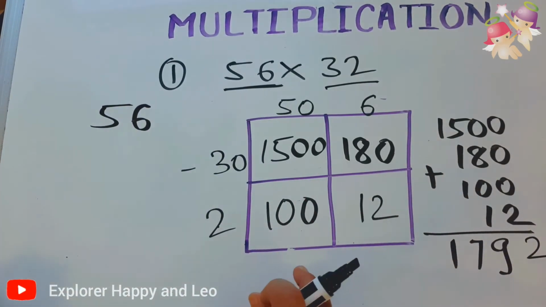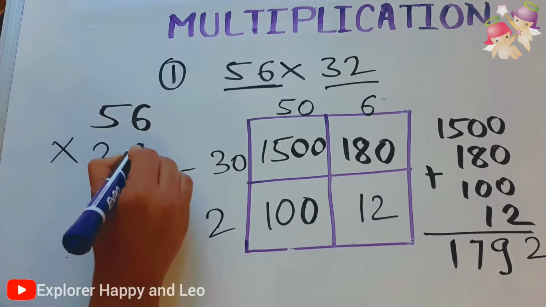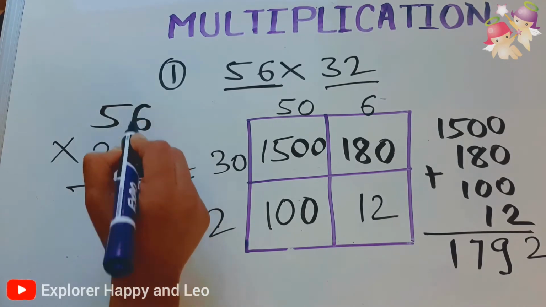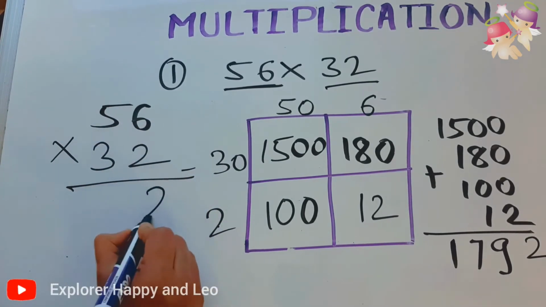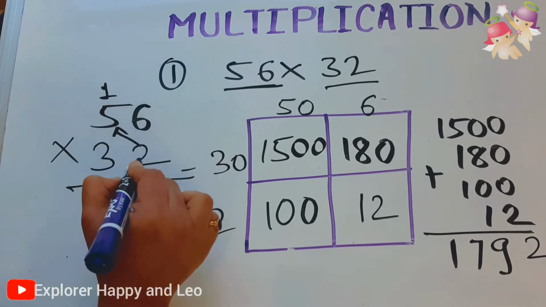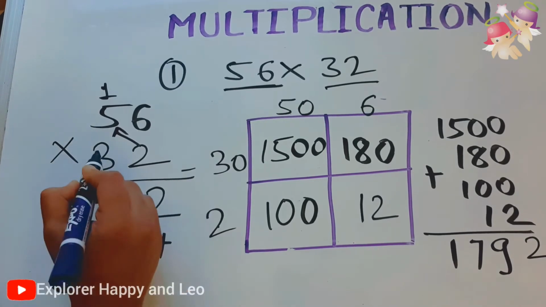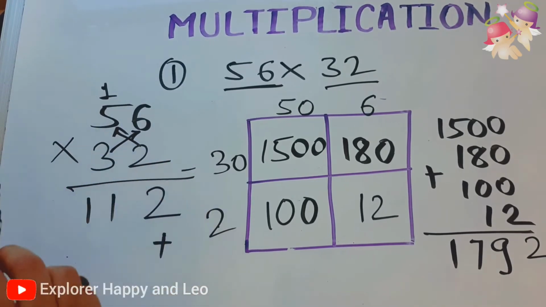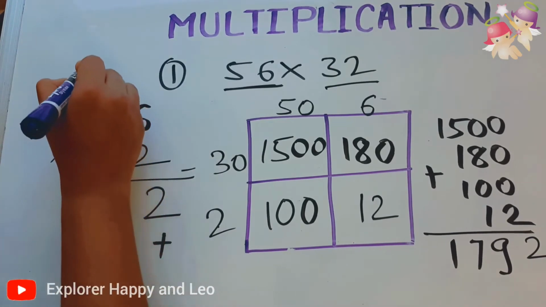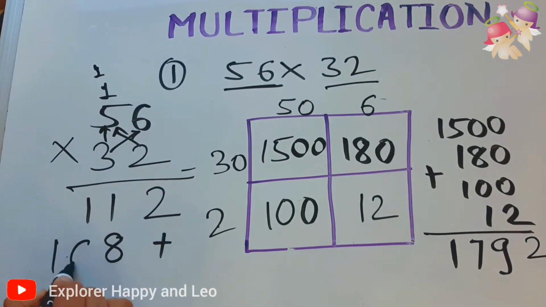Now let's check this answer with the traditional method, and you will get to know how this box method is simpler than the traditional method of multiplication. In the traditional method, what will we do? We multiply 2 with 6. 6 twos are 12. Okay, carry 1. Then cross multiplication: 5 into 2, 10 plus 1, 11. Right? Then again cross multiplication with this digit: 6 threes are 18. Carry 1 again. Then 5 threes are 15 plus 1, 16.